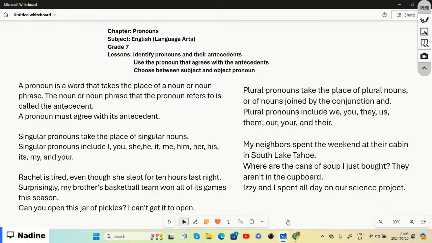So for today, the lessons that we are going to be focusing on under pronouns are to identify pronouns, to use the pronoun that agrees with the antecedent, and to choose between subject and object pronouns.